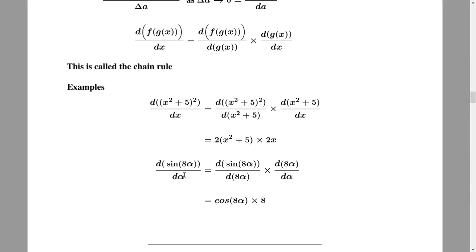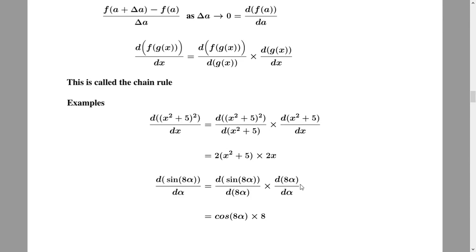Another example is that of finding the derivative of sine 8 alpha with respect to alpha. You can do this first by finding the derivative of sine of 8 alpha with respect to 8 alpha, and then multiply it with the derivative of 8 alpha with respect to alpha. And for this first derivative, you can replace 8 alpha with, let's say, beta, and then this becomes d of sine beta by d beta, which is easy to answer. And once you have the answer, you replace beta with 8 alpha again. So learn a little more about the chain rule and work out lots of problems, and then you'll get a better understanding.